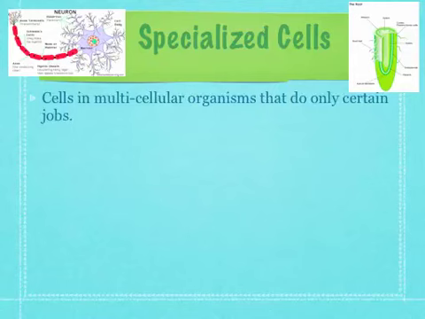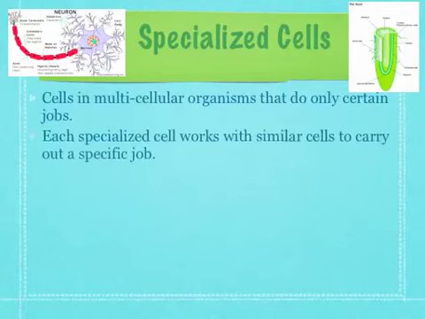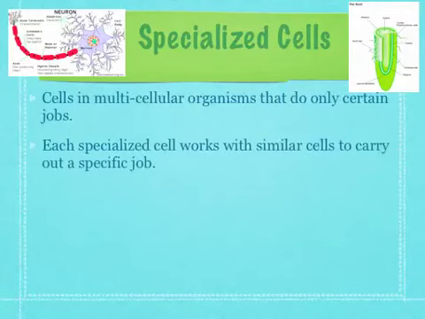Animals aren't the only thing that has specialized cells in them. Plants do too. So for example, root cells have hair-like structures that absorb water. And so that is the role of a root cell. So each specialized cell works with similar cells to carry out a job. So neurons work with other neurons in order to transmit and receive messages throughout the body.